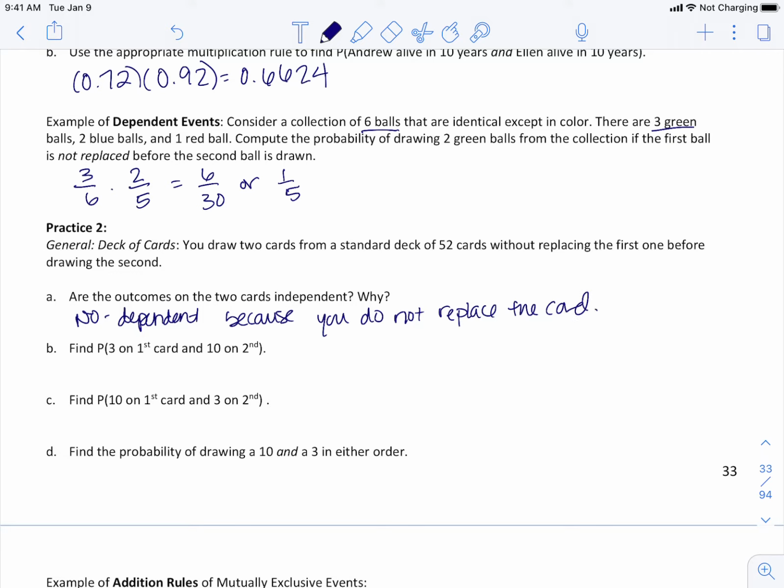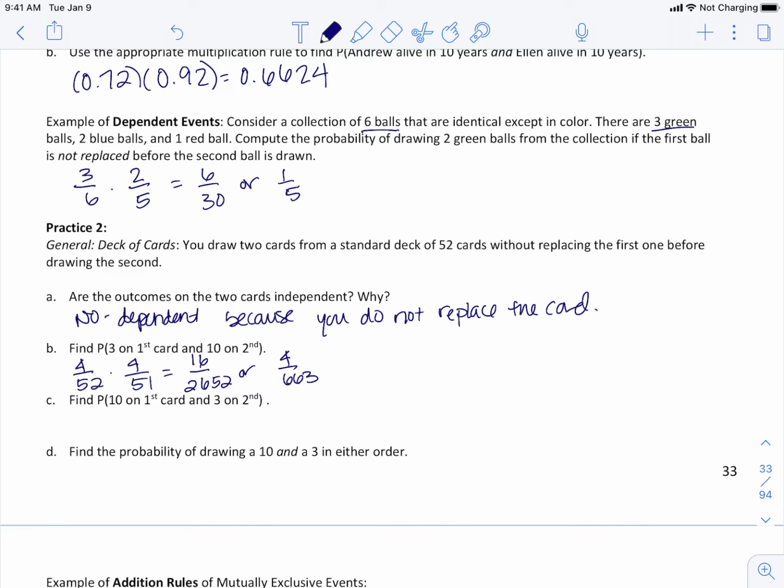We want to find the probability of getting a 3 on the first card and a 10 on the second. So 3 on the first card, there's 4 3s out of the 52 cards. 10 on the second, there are 4 10s. We didn't put the card back, though, so there's only 51 now. Multiply these. We get 16 out of 2,652, or 4 out of 663.